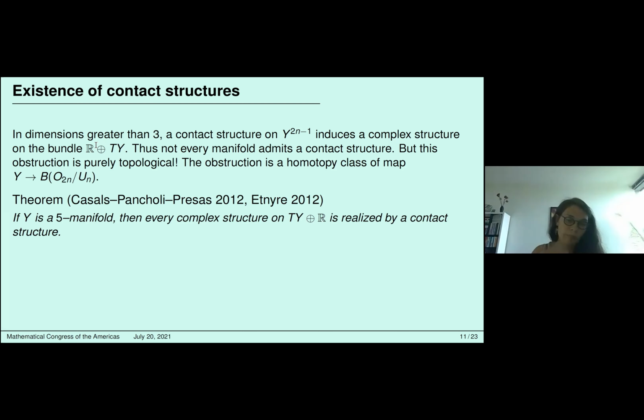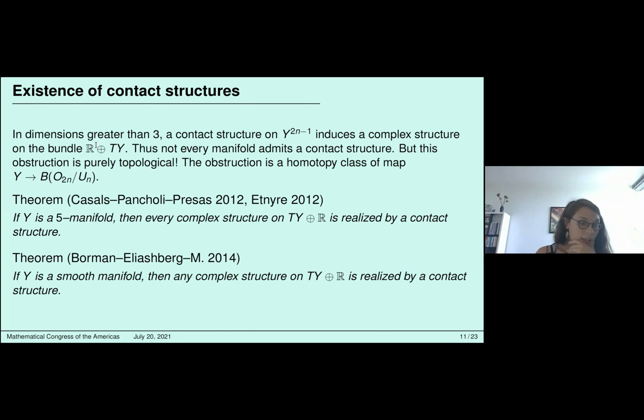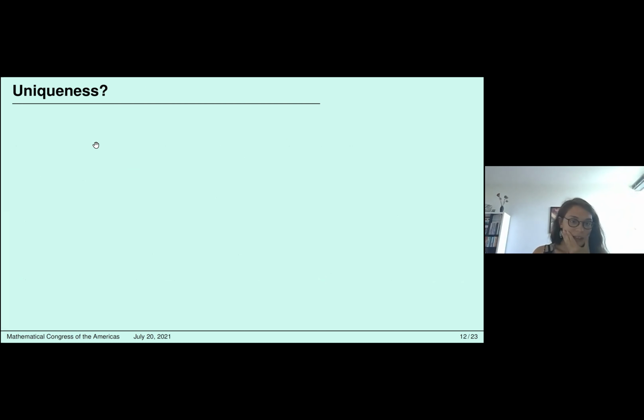And so it was proved starting about 10 years ago that this Lutz-Martinet theorem generalizes to, first, five dimensions, that any stable almost complex structure can be realized geometrically by a contact structure. And that's in fact true in all dimensions, which was proved by Borman, Eliashberg, and myself. Great. So this is a useful thing. Now, let me think. I'm about halfway through, at 12 slides. Okay, that's about perfect.